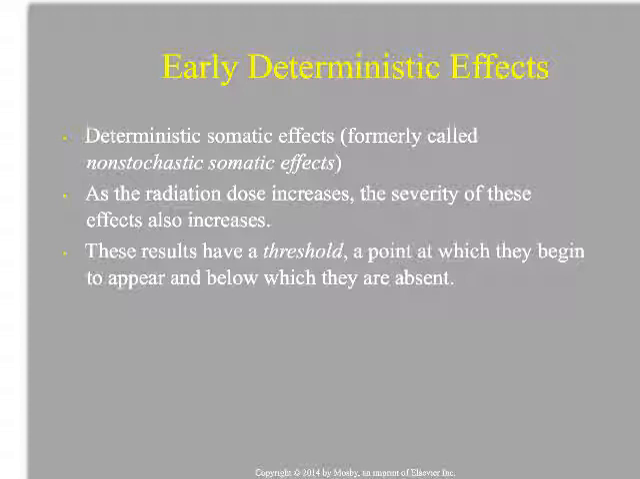For the rest of this lecture, I'm pretty much just talking about early deterministic effects, and they are going to be early deterministic somatic effects even. There's really only one slide moving forward that deals with heredity. To break that down, I'm talking about things that happen within hours or maybe weeks after exposure. That would be the early part. They are determined by the dose, so as the dose increases, the severity increases. That's the deterministic part. And the somatic part is within the cells of the body, within the soma.